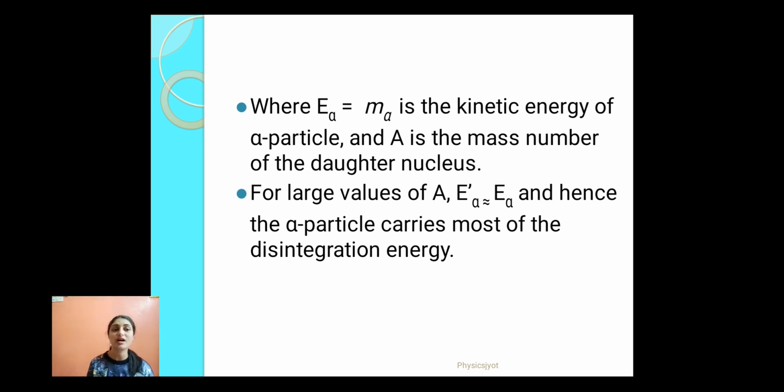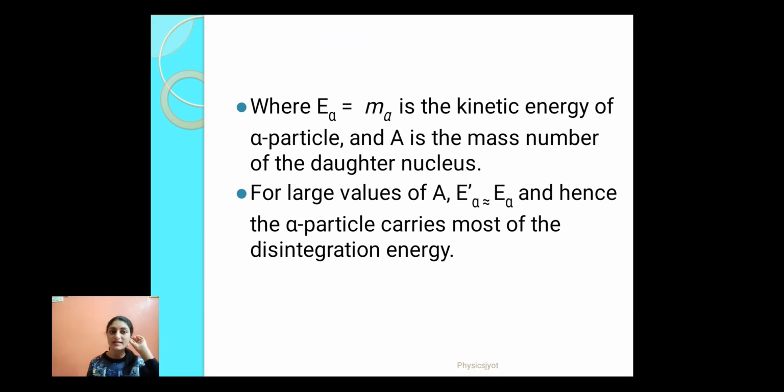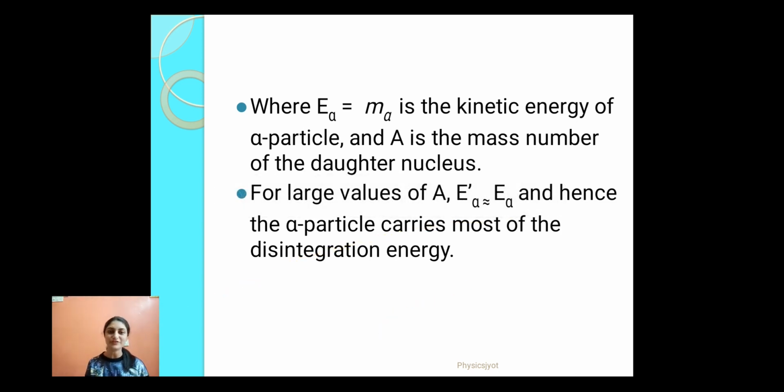Where E alpha equals the kinetic energy of the alpha particle. So for large values of atomic mass number, the alpha disintegration energy is approximately equal to its kinetic energy. That means you can say that for large values of atomic mass numbers, the alpha particle carries most of the disintegration energy. Thank you so much.